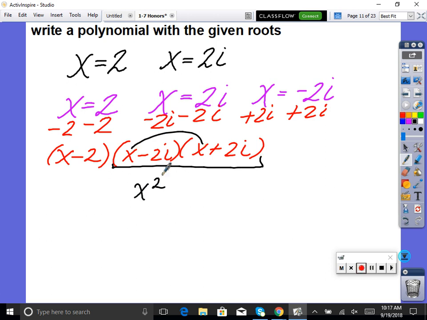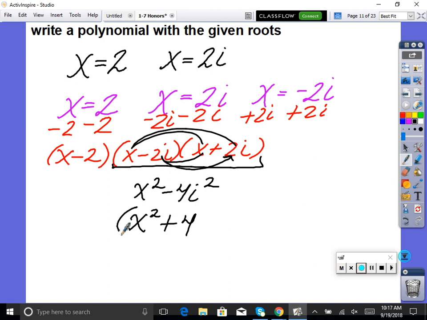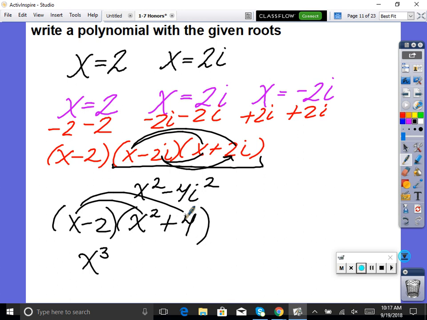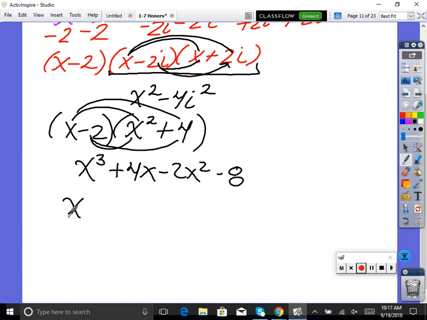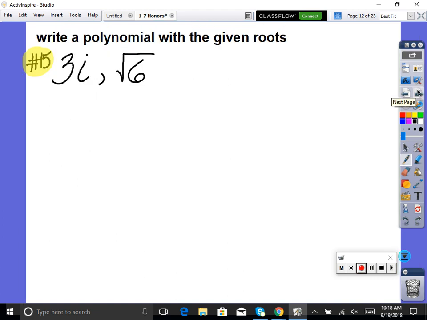X times x is x squared. With conjugates, we know our middle term cancels out. And then right here, we get minus 4i squared. True. Now hopefully we're at the level where we can just say, so that's x squared plus 4. Do you agree? Now we have x squared plus 4 times x minus 2. So now we would distribute, so we get x cubed plus 4x minus 2x squared, and then minus 8. So our final answer would be written in standard form, x cubed minus 2x squared plus 4x minus 8, right? Okay, awesome.